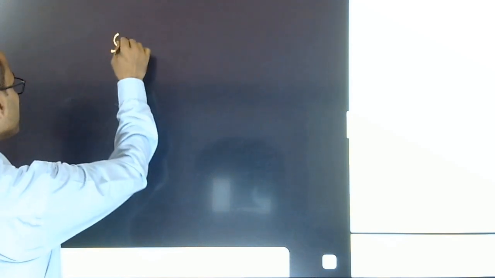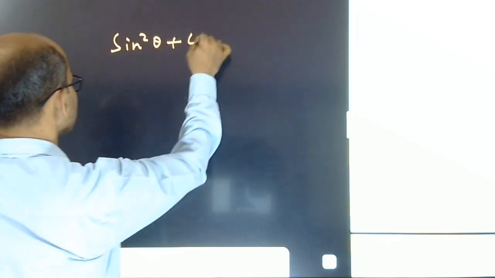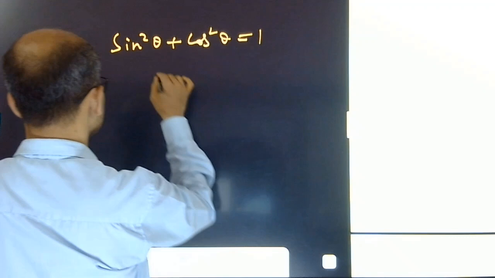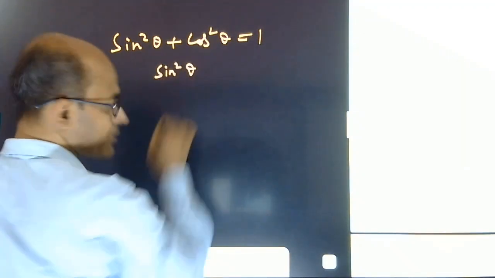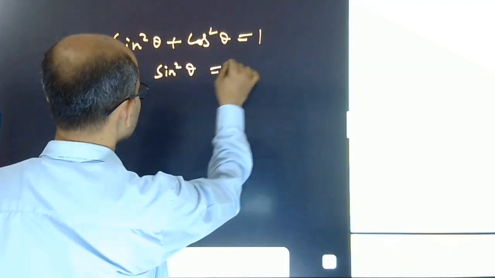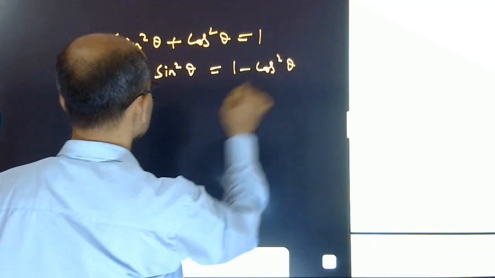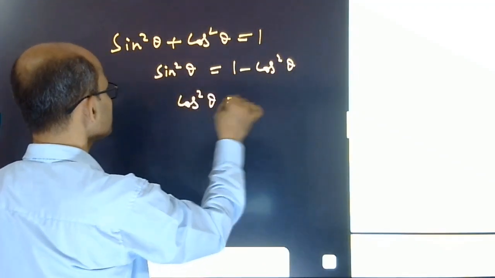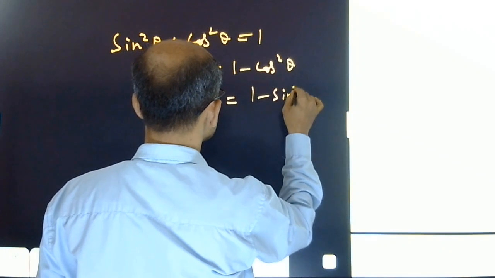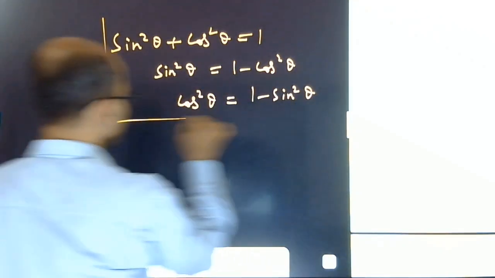For making your identities very good, I am emphasizing this statement: the better you remember the trigonometric formulas, the better you will be able to solve those problems. Okay, the other formula, that is sin square theta plus cos square theta is equal to how much? It is 1. And sin square theta will be 1 minus cos square theta, and cos square theta will be equal to 1 minus sin square theta. So this has become another set of formulas.